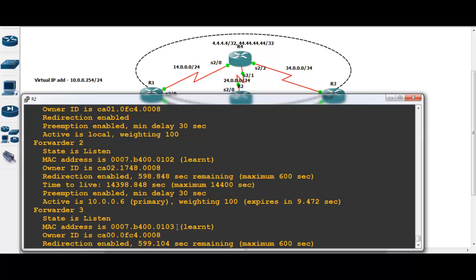So in the other cases only this will be based on your group. This will not be affected. This portion will not be affected in HSRP and VRRP. Only this portion will be according to your group number. Whereas in GLBP, your group number goes to this position and your forwarder number comes here.